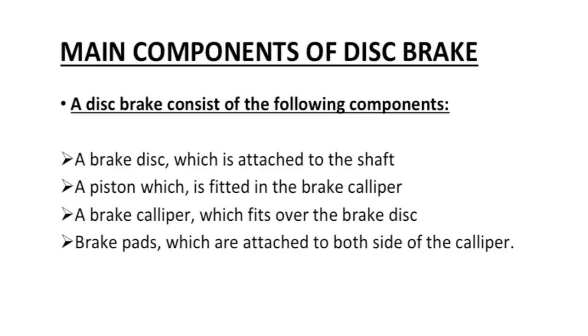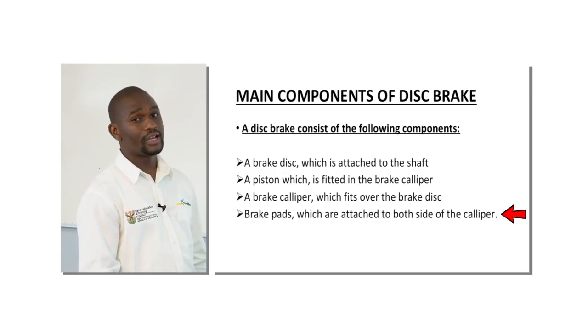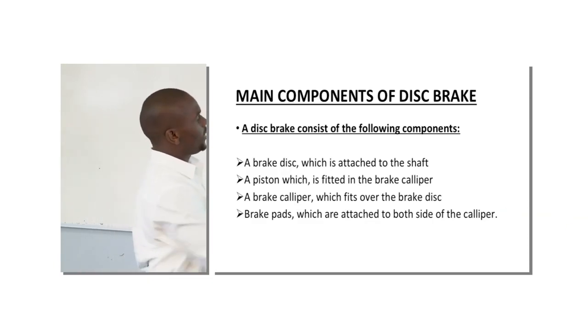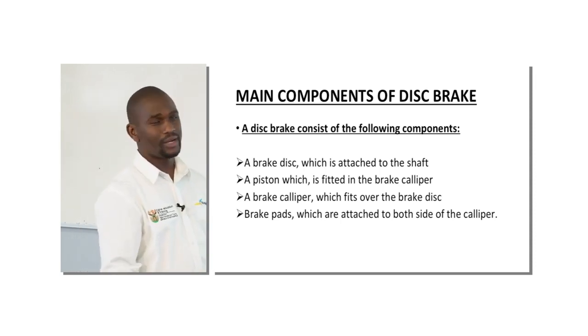Then main components of a disc brake. A disc brake consists of the following components. Number 1, a brake disc that is attached to the shaft. Number 2, pistons which are fitted in the brake calipers. It also has a brake caliper which fits over the brake disc, and it has brake pads that are attached on both sides of the caliper. So these are the main components of the disc brake.